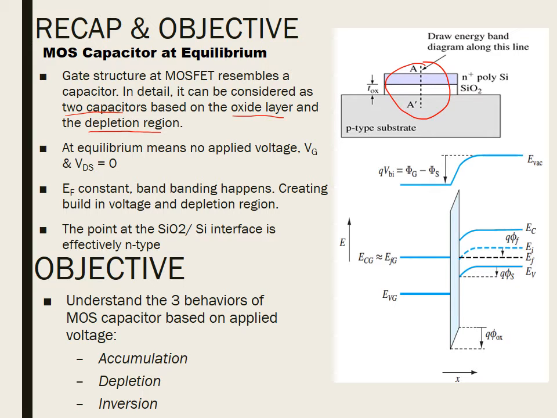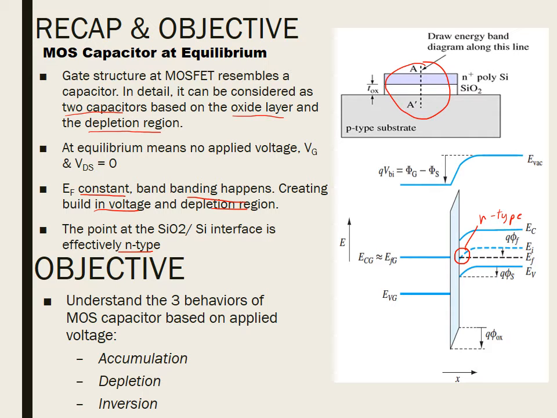Under equilibrium, at the SiO2-Si interface, band bending happens that creates the built-in voltage and depletion region. I have also showed that at the interface between the SiO2 and Si, the Fermi level intersects with the intrinsic Fermi level, Ei, making the Fermi level Ef higher than Ei. This creates an effectively n-type region in a p-type substrate.